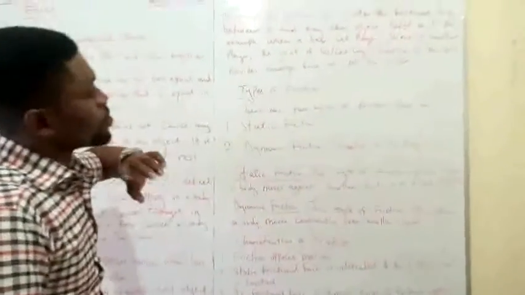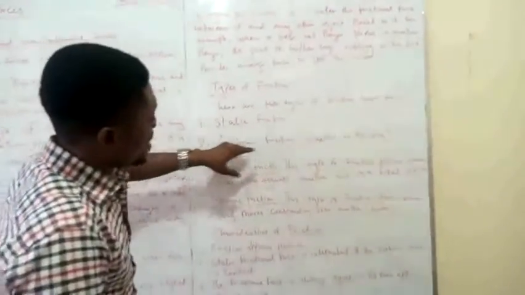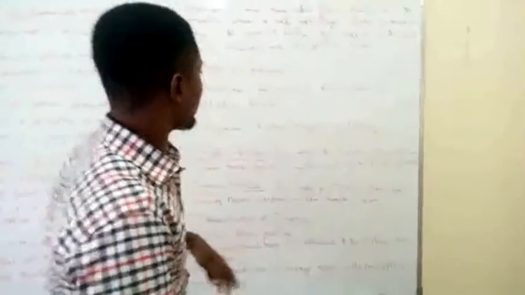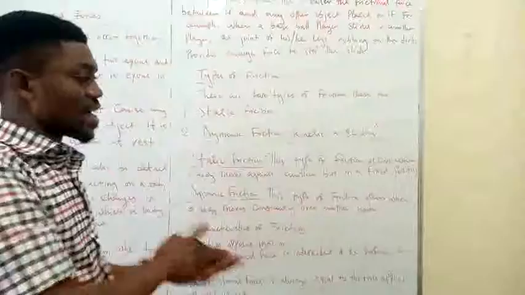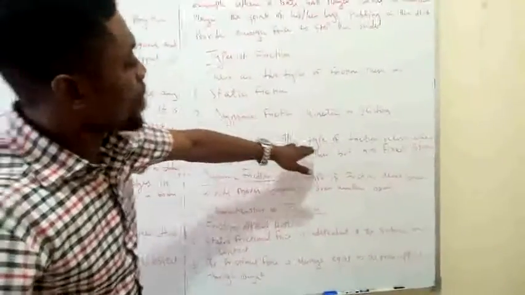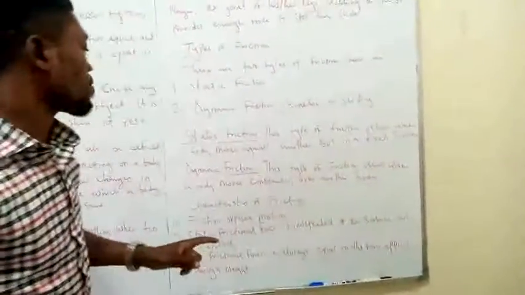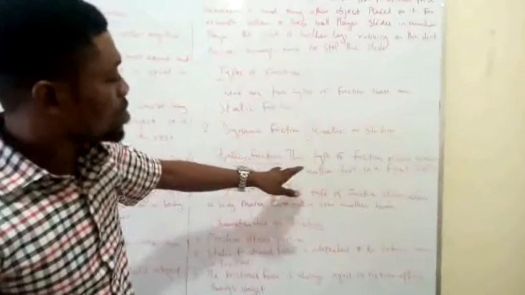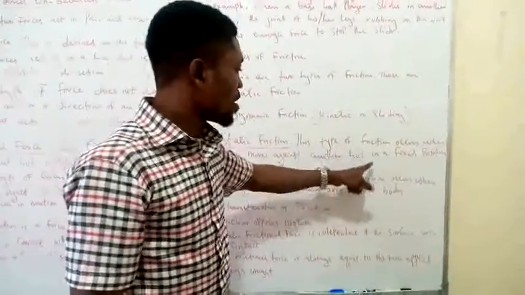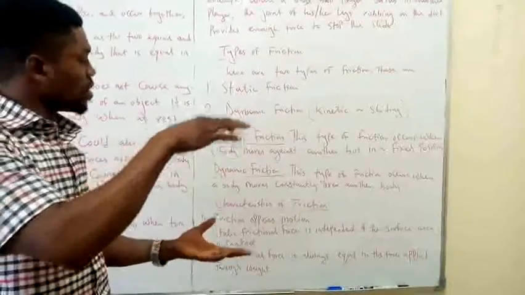Okay, let's look at types of friction. We have two main types of friction: static friction and dynamic friction. Dynamic here is just like saying the one that moves. That has to do with kinetic energy or sliding. While static, just like the word implies, is something that's not moving, something that's in one place. Static friction is the type of friction that occurs when a body moves against another, but in a fixed position.